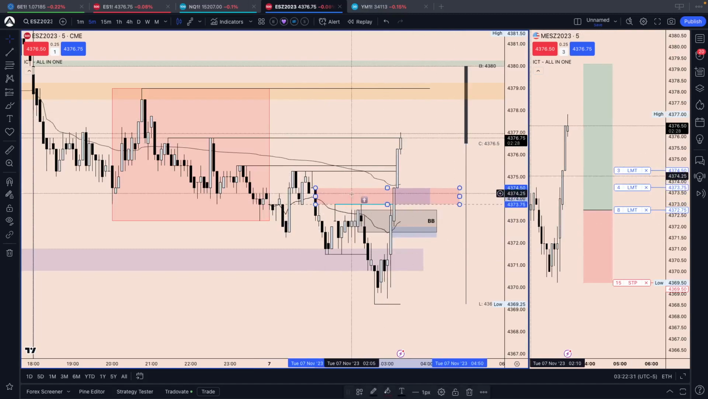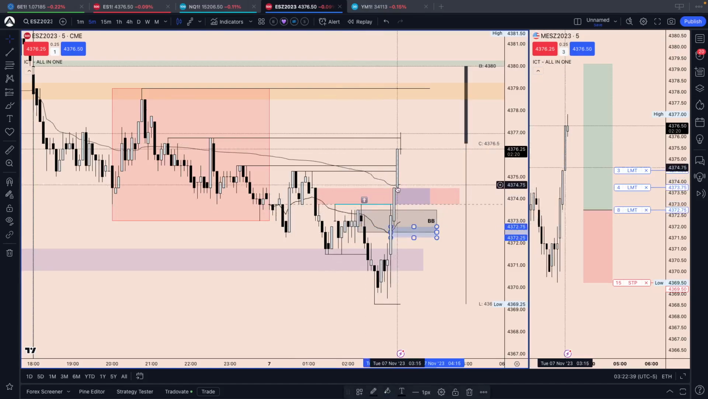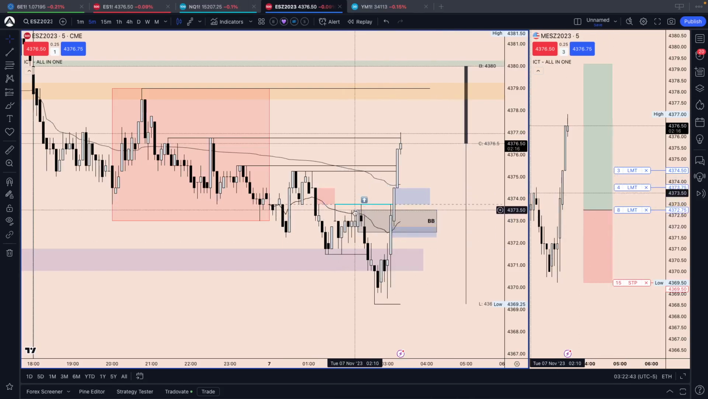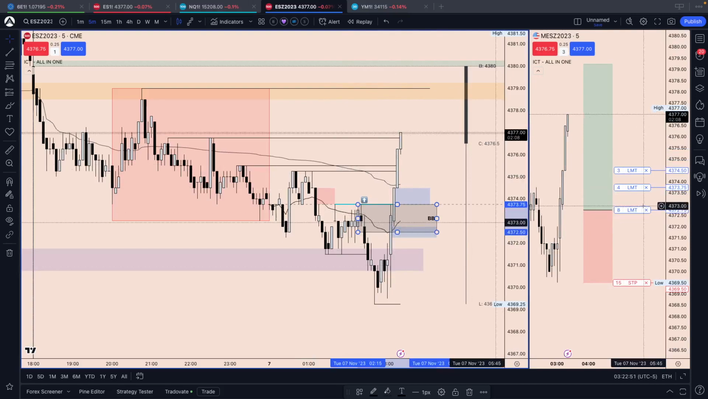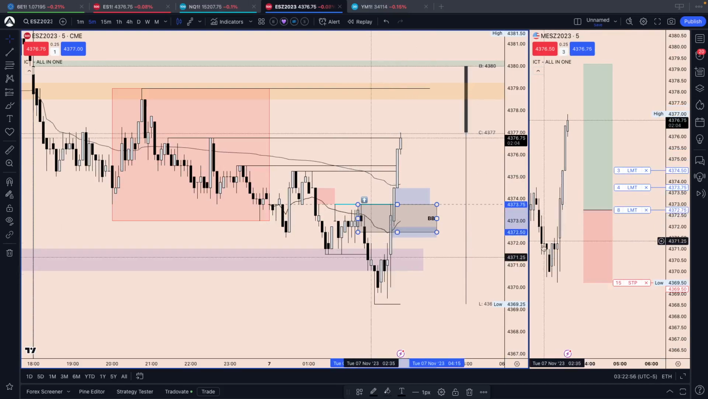This inversion, also a balanced price range. Same way as we have it right here, bearish fair value gap, bullish fair value gap. Bearish fair value gap, we close above. We have a bullish fair value gap paired with that. We have our breaker block, really like this. We have our midnight level below us. So only if we see the retracement, I'd like to enter on that. Let me see how it goes.